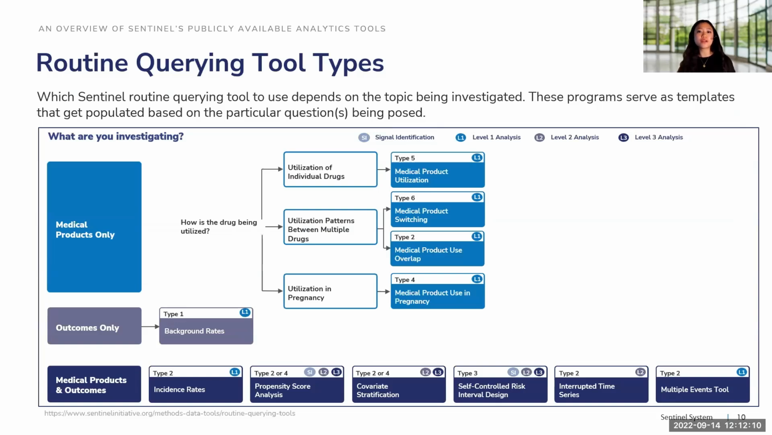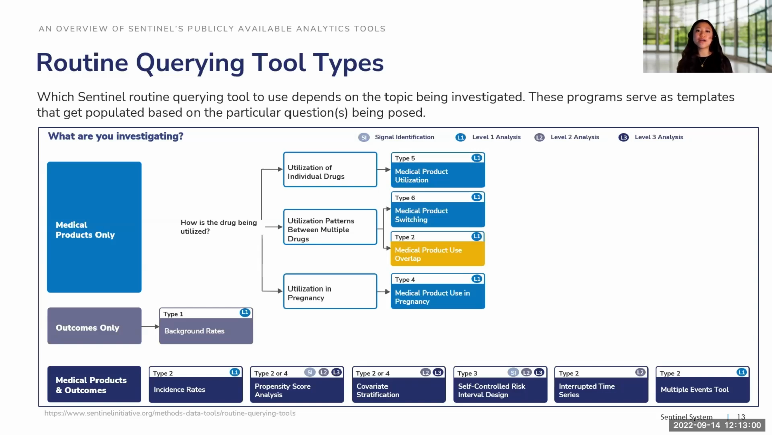For routine querying tools for medical products only, if you are investigating utilization of individual drugs, the Type 5 routine querying tool can identify exposures of interest, create episodes of medical product exposure, and characterize patient use and dispensing patterns. If you are investigating switching patterns between multiple drugs, the Type 6 tool can identify product groups by user-identified lists of product codes, for example, National Drug Codes or NDCs, which grouped together represent distinct manufacturer-level products, evaluate patient-level switching behavior between manufacturer-level product groups, and characterize patterns of product utilization.